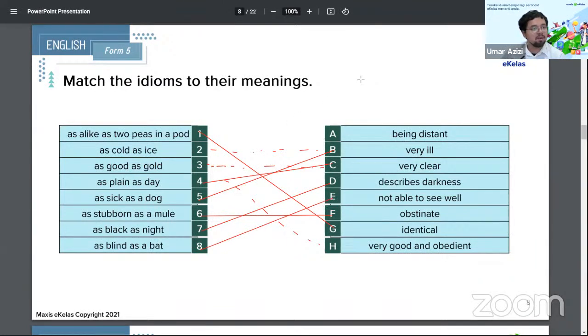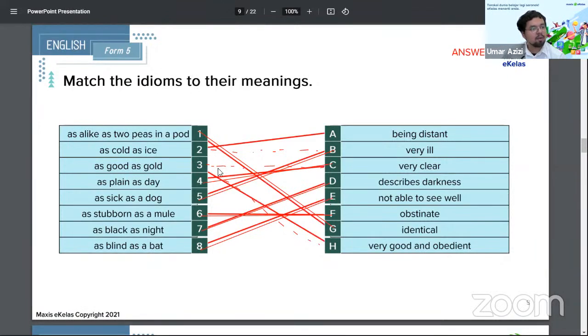Let's check the answers now. Let's clear the drawings first. Compare answers. There we go. We got almost everything correct. 1 is identical. As alike as 2 peas in a pod is identical. As cold as ice is being distant, not very ill.